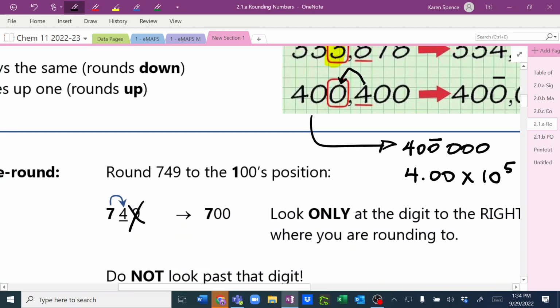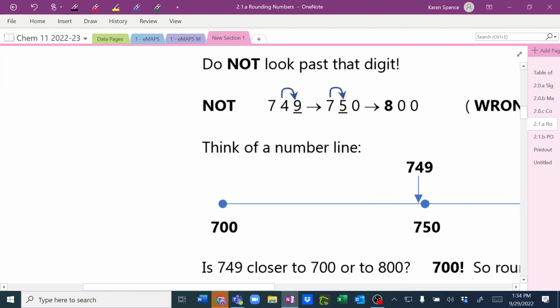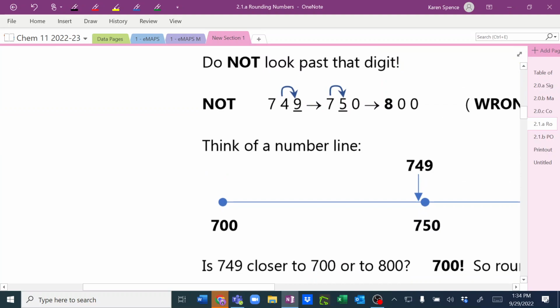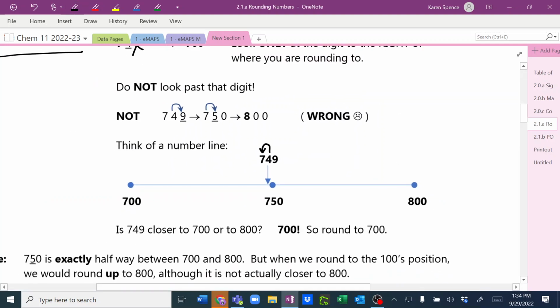If you think on a number line, right, if we actually had a number line, did I draw a number line? Bless me, I did. Okay, look at that. I was thinking ahead. Here is my number line. And I am going to be rounding either to 700 or to 800. Is 749 closer to 700 or is it closer to 800? It is closer to 700, so I'm going to round to 700. Okay?